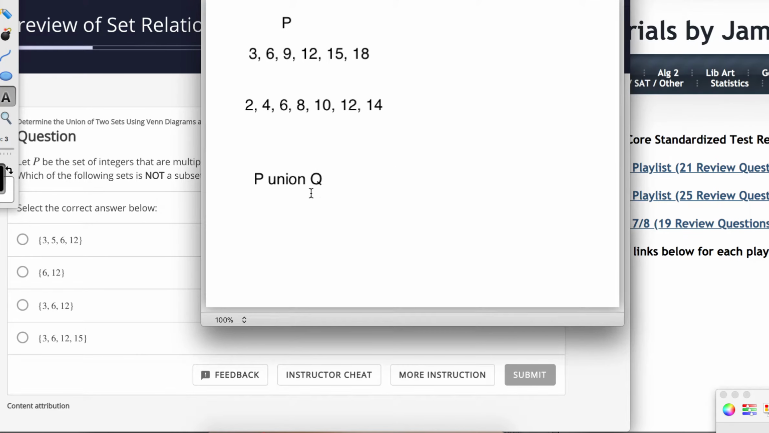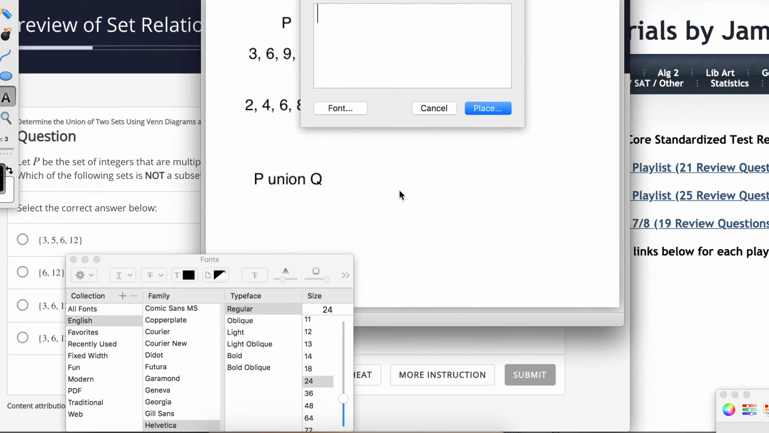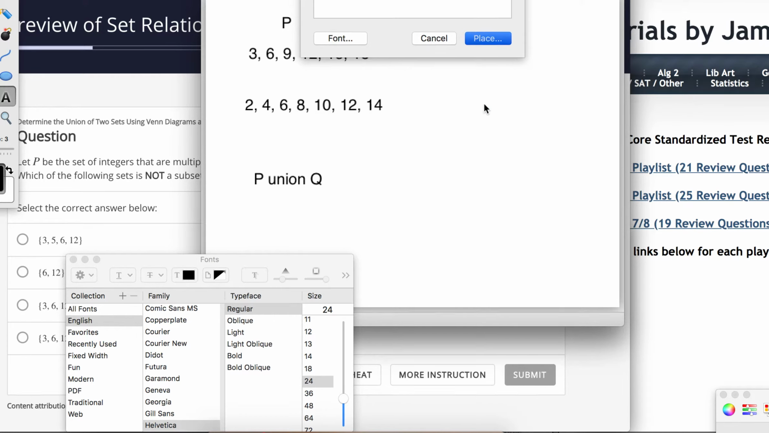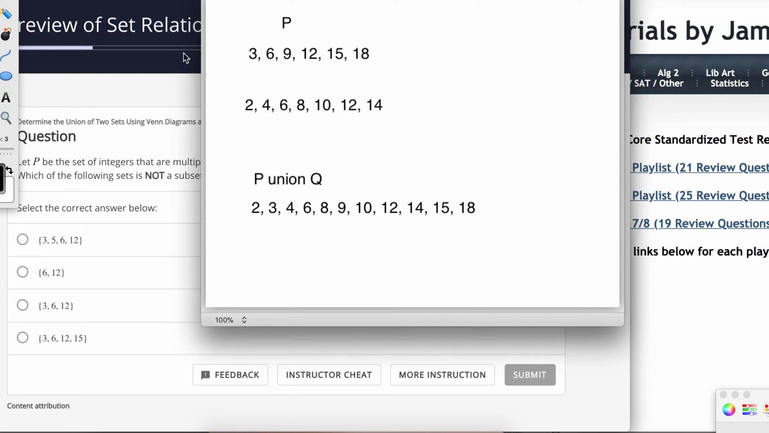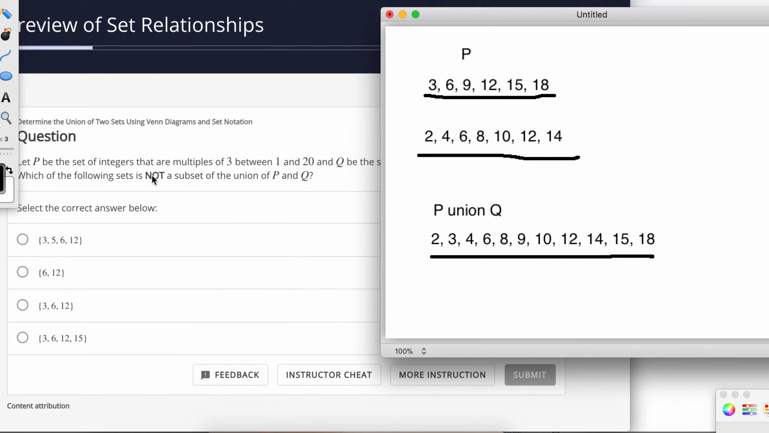Let me see if I can make this easier to see. That doesn't help, does it? Still covers it up. So we've got 2, 3, 4, 6, 8, 9, 10, 12, 14, and then multiples of 3, right? 3, 6, 9, 12, 15. So 15. And then the set goes up to 20, so 18. Let me see if I missed any: 3, 6, 9, 12. I think we got them all. Okay, I took all the numbers from P and all the numbers from Q and made them one big happy family, because that's what union does. All right, so now we can answer the question.